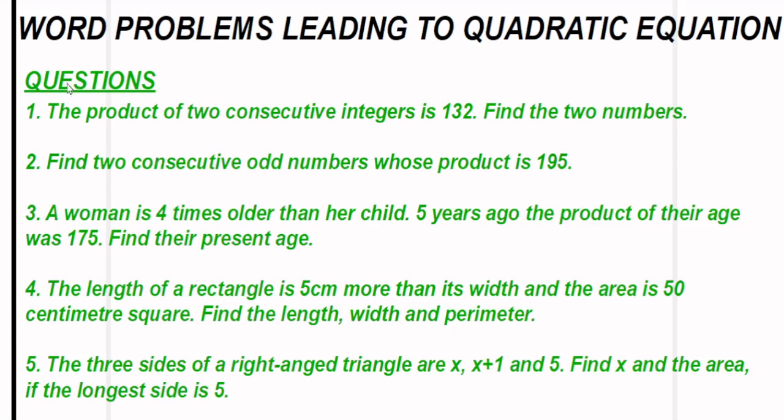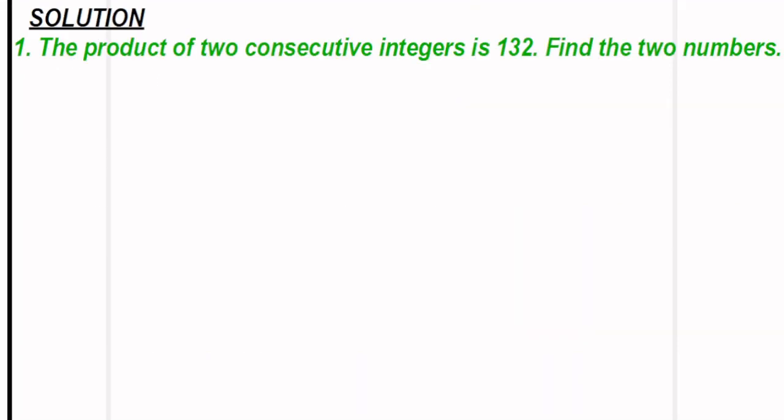So for today's class, we have 5 questions to solve. Question 1 and 2 has to do with numbers. Question 3 has to do with ages. Then question 4 and 5 has to do with shapes. Now let's solve the following question one at a time. I'll start with question number 1.